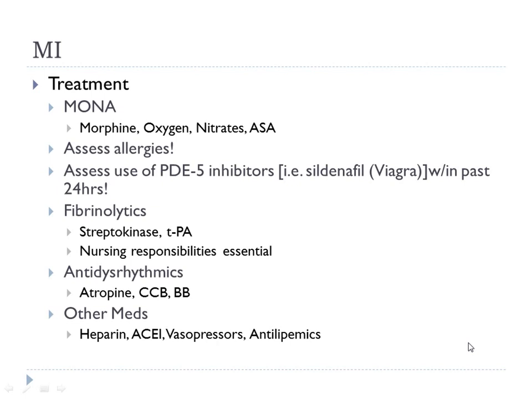One thing that can be done, especially if it's done soon after the beginning of an MI, is to give fibrinolytics. You learn that heparin and things like that don't dissolve clots. They simply prevent them from getting larger, and the body breaks the clot down naturally. But there are medications called fibrinolytics that actually break clots up, so we call them clot busters. TPA and streptokinase are the ones that I think about. TPA is probably more common now.